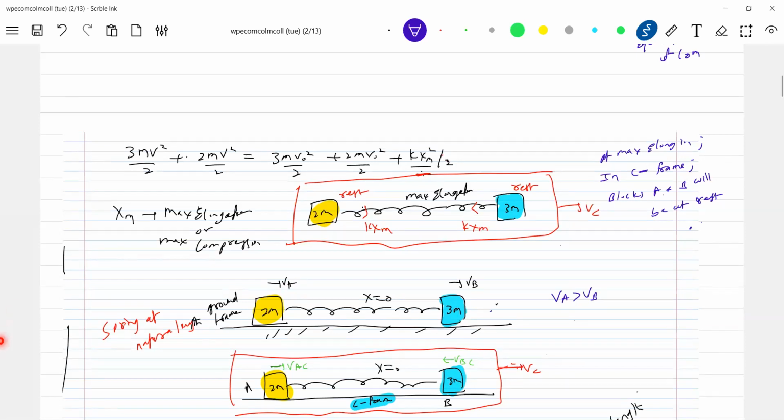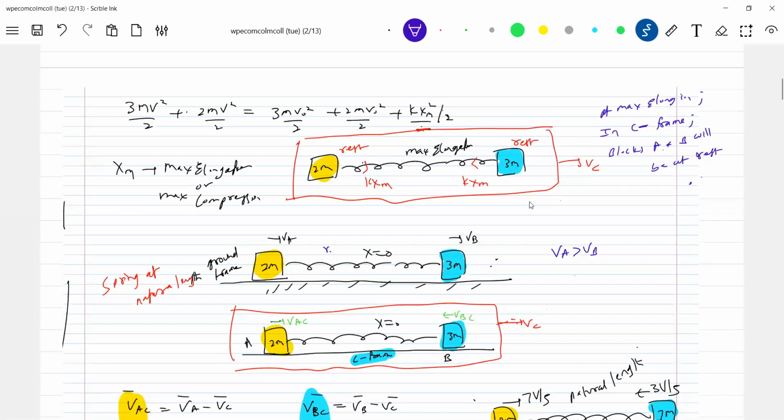And in the C frame, how is the situation? The spring is relaxed. Relaxed or... tell me, what should happen here? The blocks will now move towards each other, with VAC and VBC.